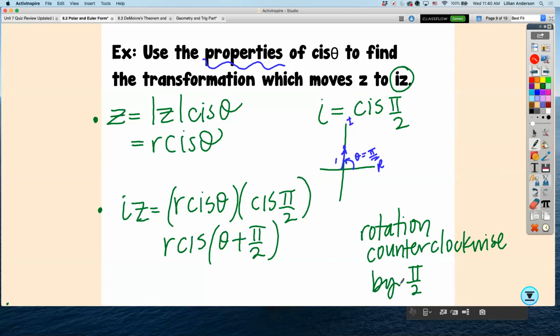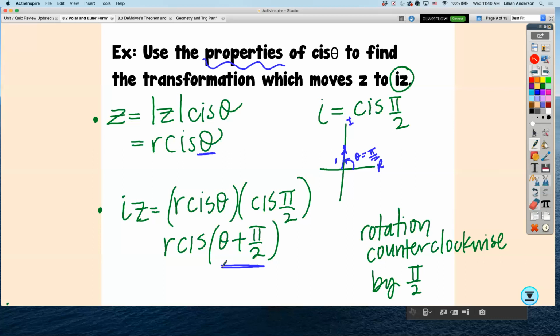So you have to compare. The only difference between z and i times z is this part right here. Originally we were at theta, some angle, but now we've added another pi over 2 radians going in the positive direction. Remember, positive means we're going counterclockwise along the unit circle. How far? Pi over 2. And if we're turning, that's technically a rotation. Questions?